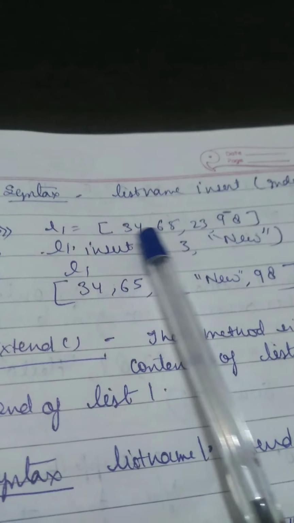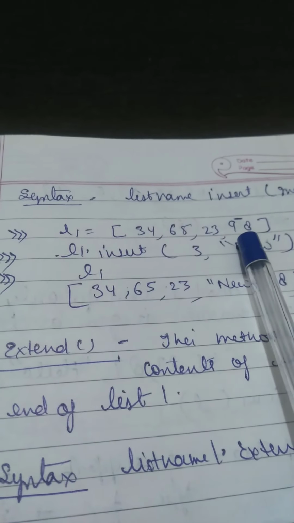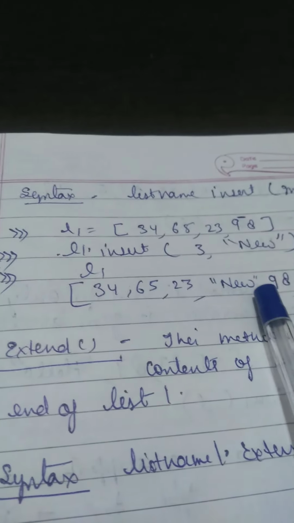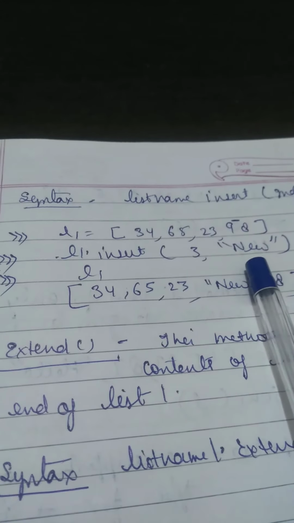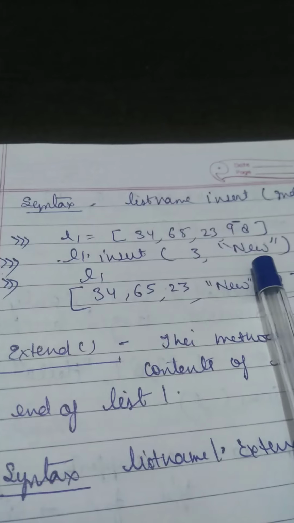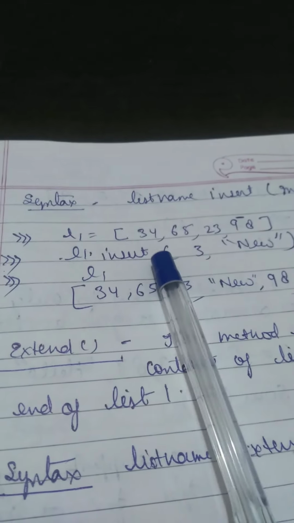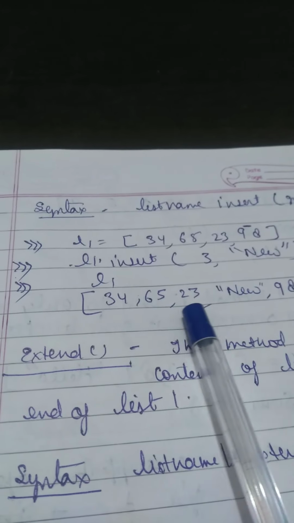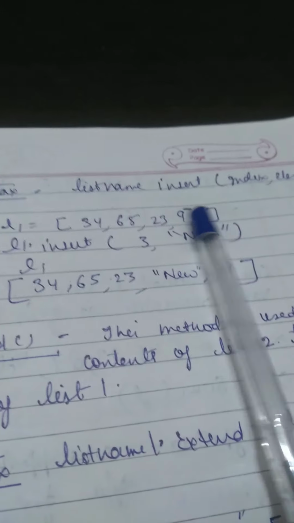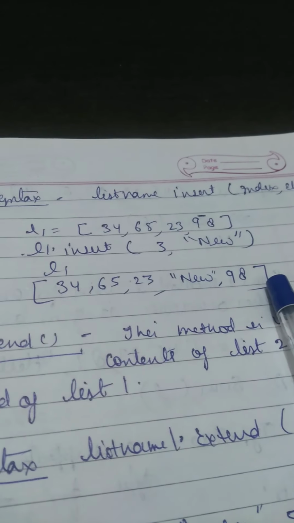As you know, list elements start from 0. So 0, 1, 2 and 3 mean in this position we want to insert this new element. So you will write L1 dot insert 3 comma new. Then L1 will show 34, 65, 23, then at the third position it will give new, and at last 98 will be there.